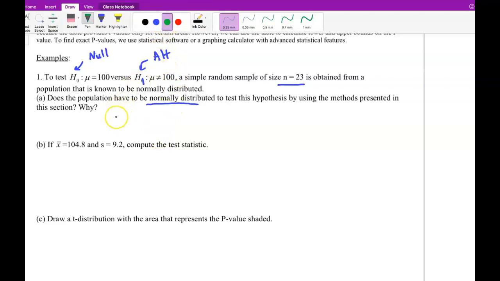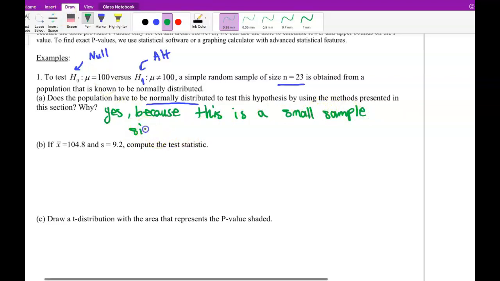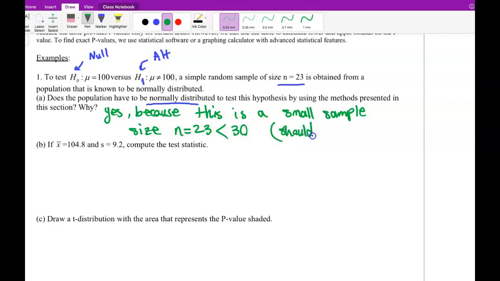Okay, so I'm writing that. The answer is yes, and that is because this is a small sample. The sample size is 23, which is less than 30. So this should be greater than or equal to 30.